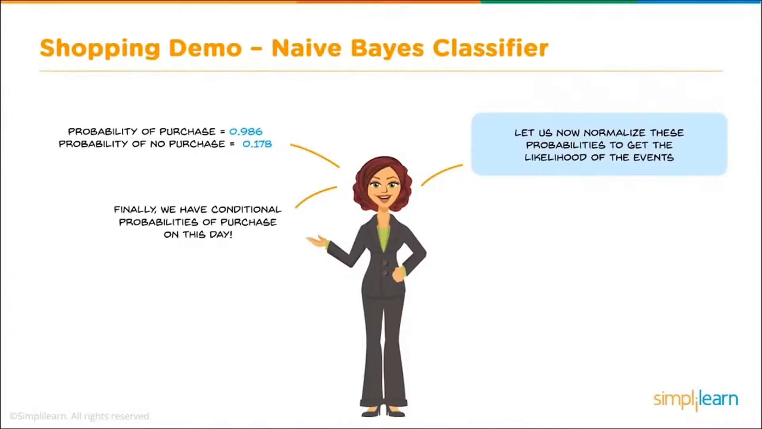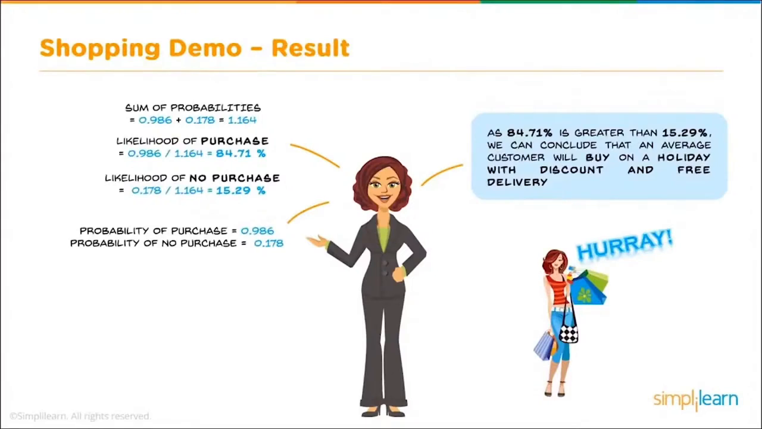Let us take that, and we're going to normalize it, taking these probabilities and turning them into percentages. This is simply done by taking the sum of the probabilities, 0.986 plus 0.178, which equals 1.164. If we divide each probability by the sum, we get the percentage. And so the likelihood of a purchase is 84.71%, and the likelihood of no purchase is 15.29%, given these three different variables. So if it's on a holiday, with a discount and free delivery, then there's an 84.71% chance that the customer is going to come in and make a purchase.